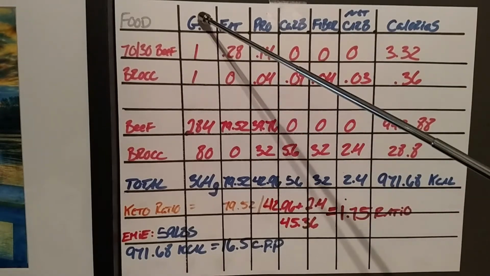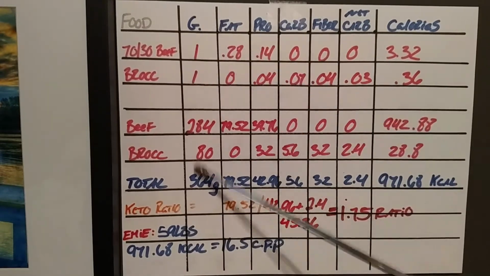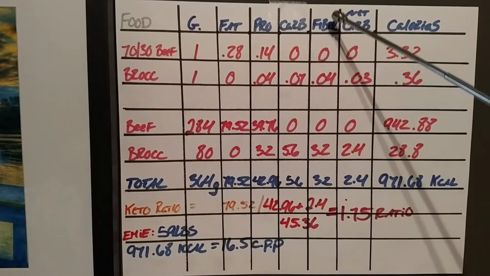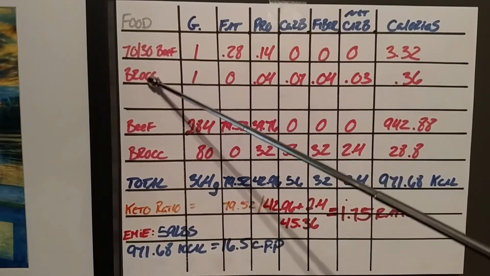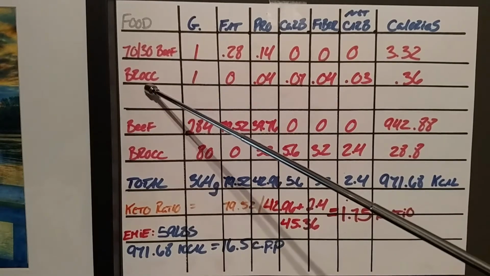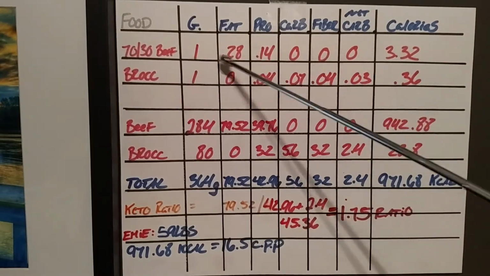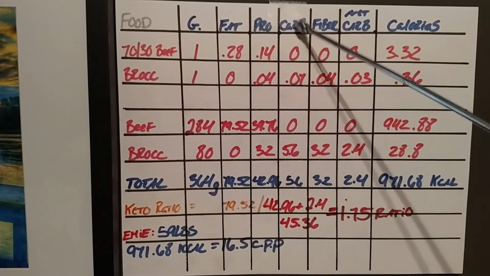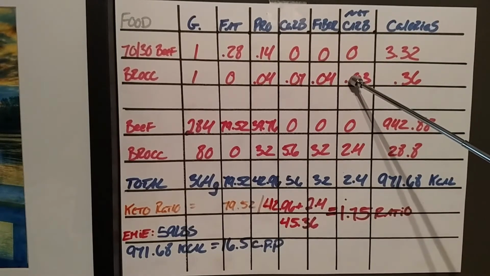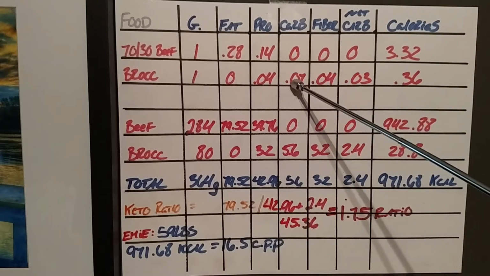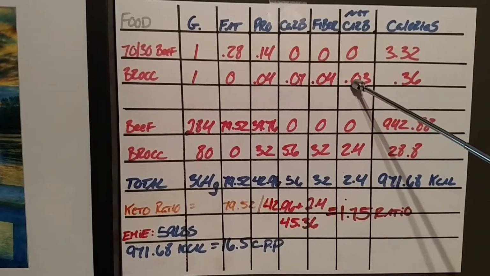So you'll see here I got a column for gram, fat, protein, carb, fiber, net carb, and calories. So I got my two foods that I use, 70-30 beef and broccoli. Everything's broken down in all the amounts for the fat, protein, carb, fiber, net carb, calories. To calculate your net carb, you're going to take the fiber, subtract it from your carb. So that gives you your net carb.